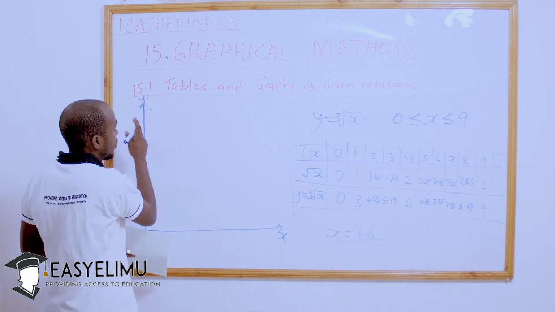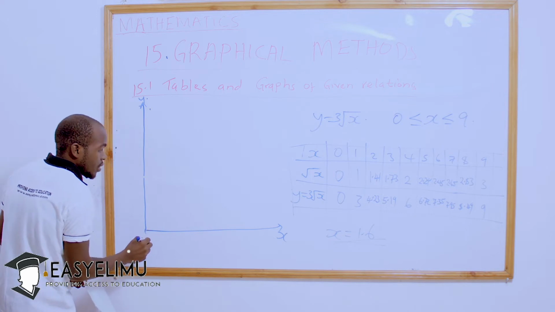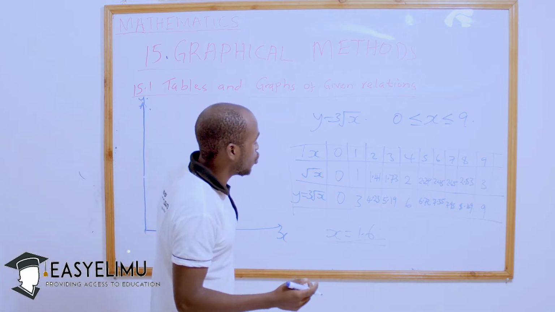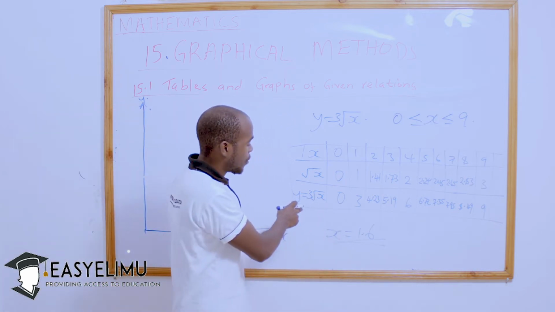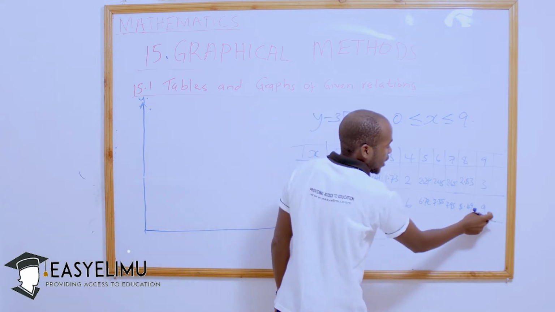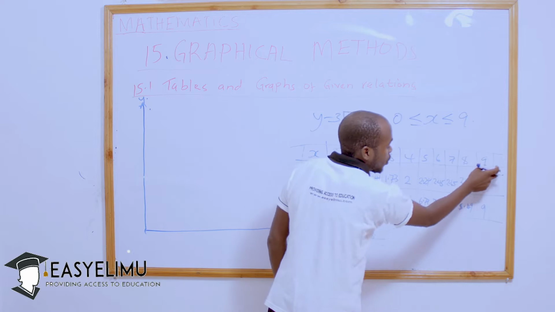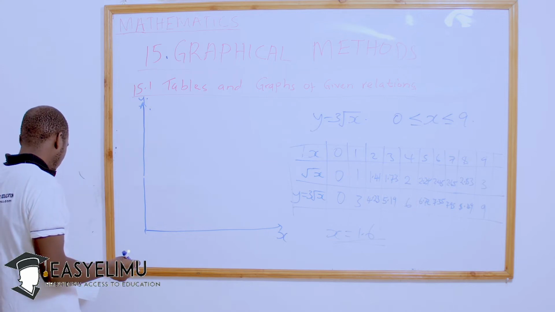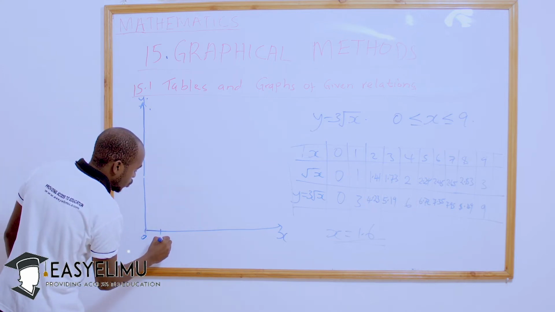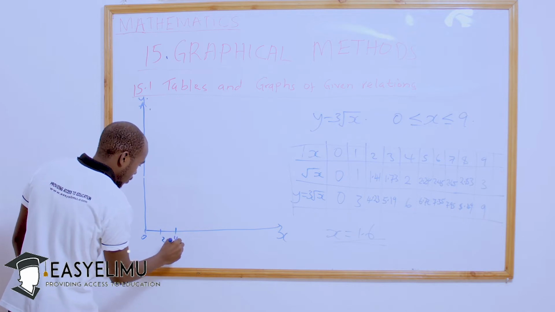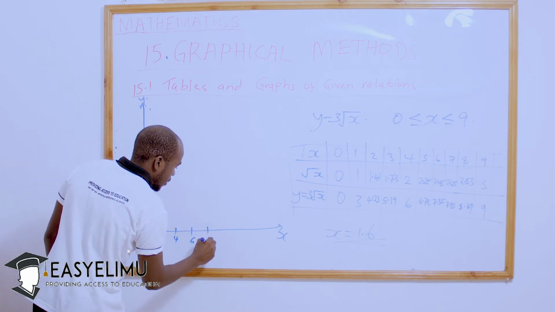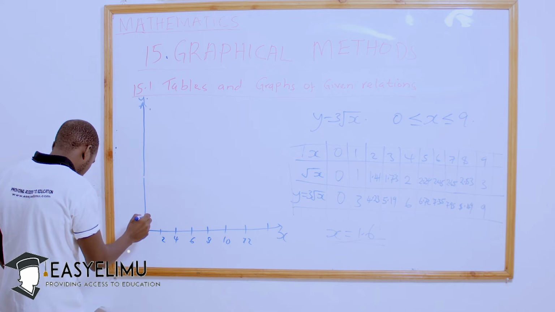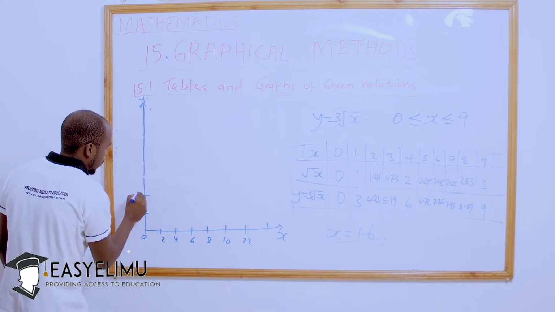For this one, we shall label the axis which we have. After labeling, you select your interval which you want to use. For example, you will identify y from 0 to 9, and x from 0 again to 9. So you can select any working interval. For my case, I selected an interval of 0 to 2, 4, 6, 8, 10, 12, that way. The same applies to this one, 2, 4.